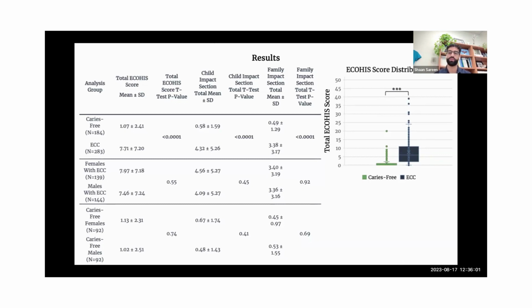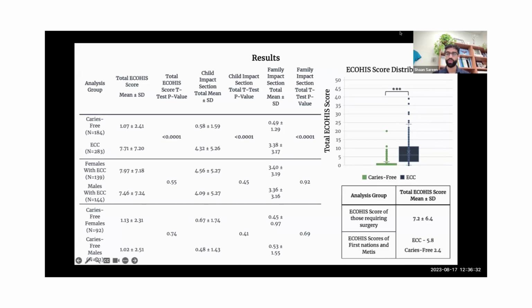Moving on to the right side of the screen, we get a sense of the different distributions, particularly for the total ECOA score. So for the Caries free group, the majority of the responses were very close to 0, if not slightly above. But for the ECC group, the mean is significantly higher, and there's also a greater distribution for oral health impact. So many scores are getting into the 30s and even close to the 40s range.